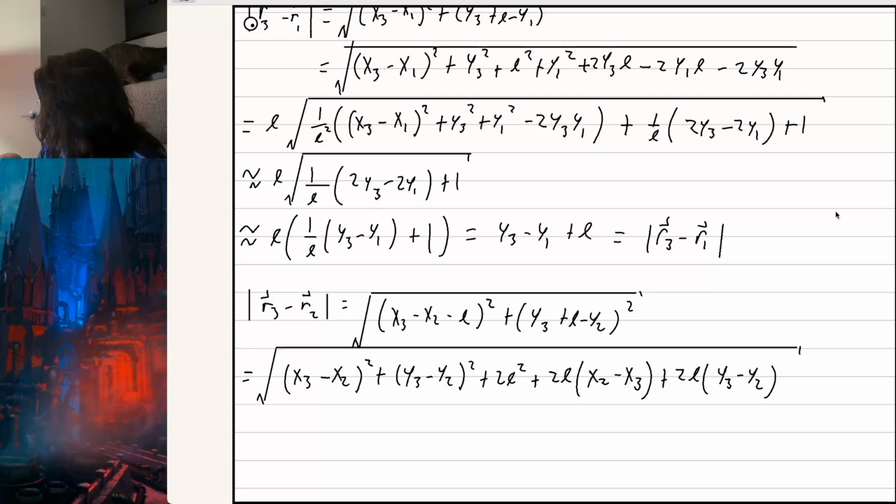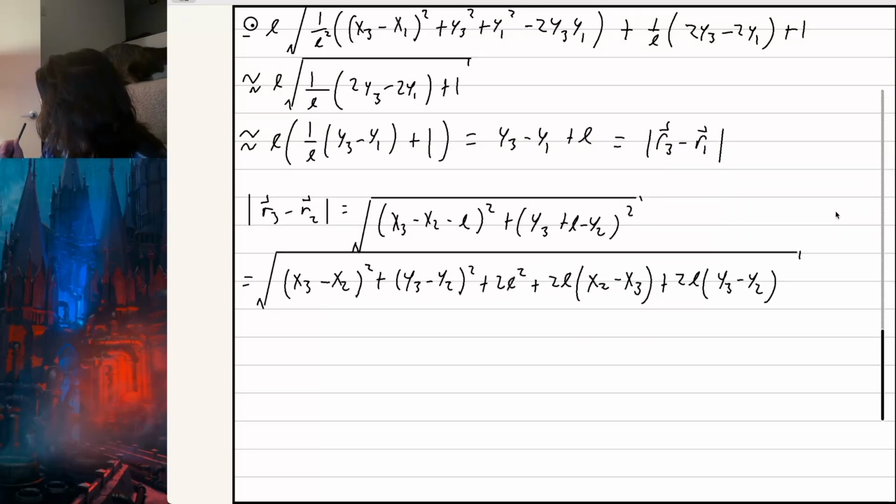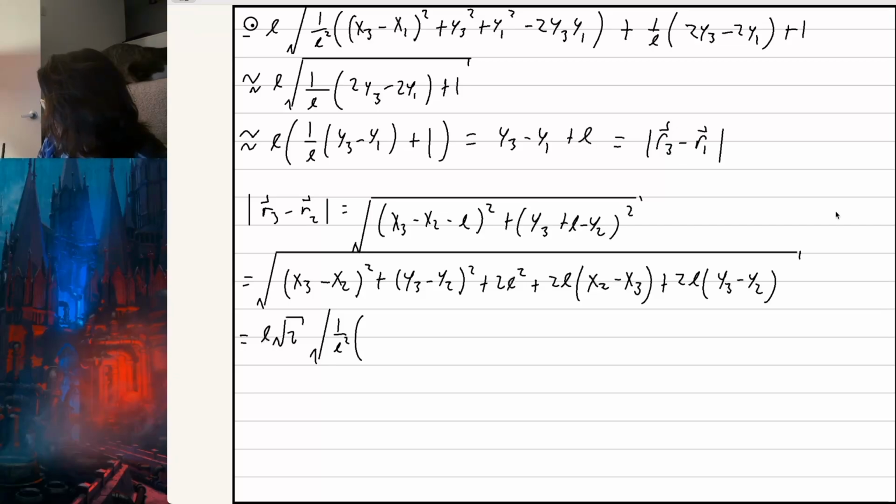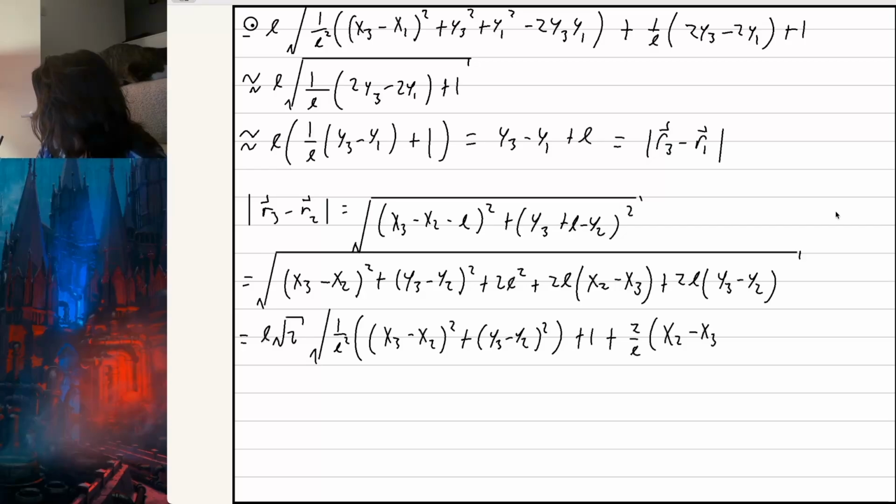We're going to have to factor out an L again. Might as well just go ahead and factor out the 2 as well, so it's going to be L times square root of 2 out front. And inside the radicand, we have 1 over L squared, all of those polynomial expansions that we don't really care about, plus 1 plus 2 over L, x2 minus x3 plus y3 minus y2.